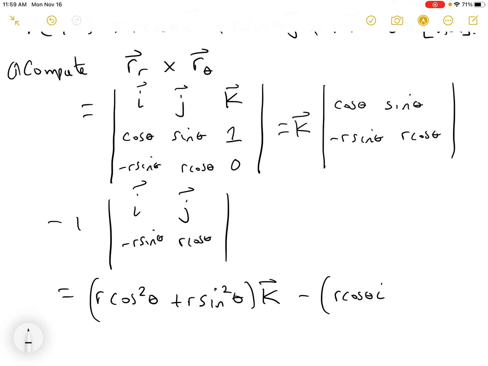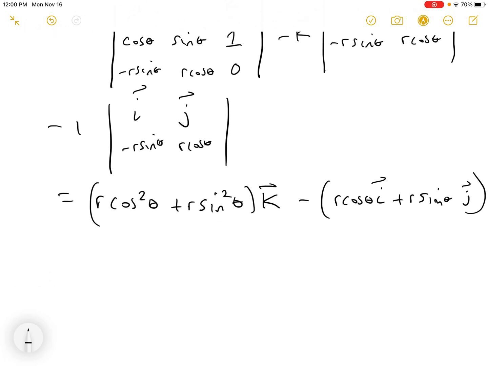r cos theta i plus r sine theta j. All right, so this becomes what? r k, because the cosine squared plus sine squared equals 1. r k minus r sine theta j minus r cos theta i. Sorry for the ordering.